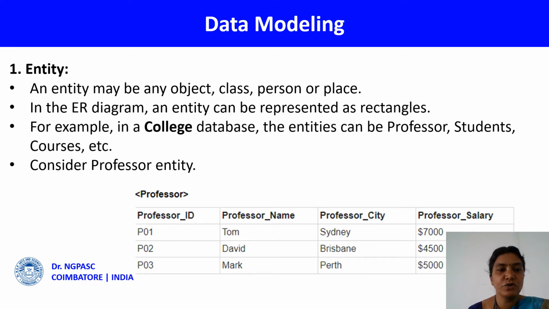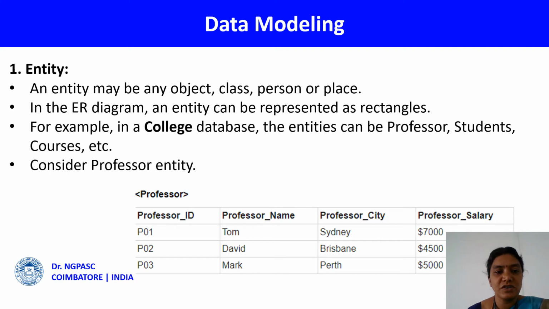Now let me introduce what an entity is. An entity is information about any object, class, person, or place. In an entity relationship diagram, we represent an entity with the help of a rectangle. We discussed a diagram before, in which we represented the entity student in the form of a rectangle. Here I am going to consider a database called college. The different entities are professor, student, courses, etc.